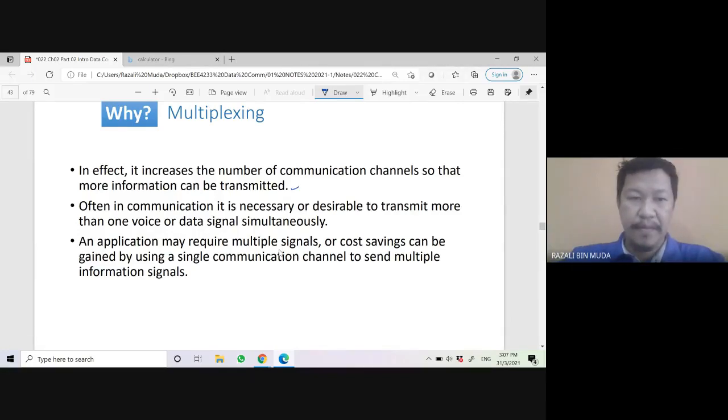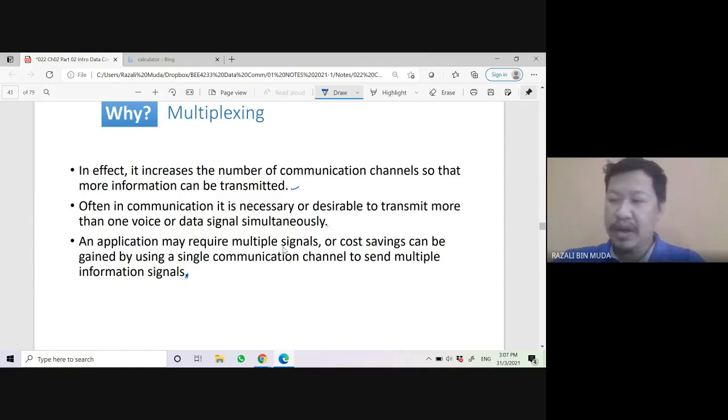Often in communication, it is necessary or desirable to transmit more than one voice or data simultaneously. So you need to send more than one data simultaneously. And number 3, an application may require multiple signals, or cost saving can be gained by using a single communication channel to send multiple information signals.